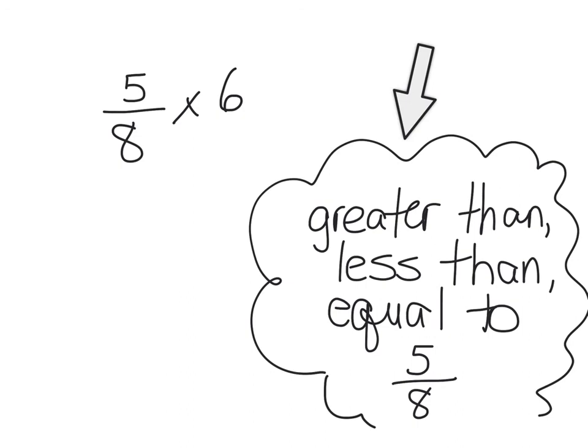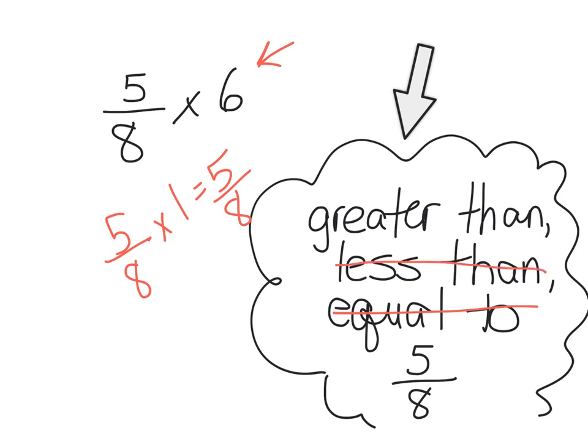And last but not least, we have 5/8 times 6. Is that going to be greater than, less than, or equal to 5/8? Well, if I multiplied 5/8 by 1, I'd have 5/8. So it's definitely, I'm multiplying by 6, not by 1. My number is going to be bigger than 5/8. 5/8 times 1 would be 5/8. I'm not multiplying by 1, so it is not equal to. It is not less than, because I'm not multiplying 5/8 times something less than 1. I'm multiplying it by something greater than. So my answer is greater than.